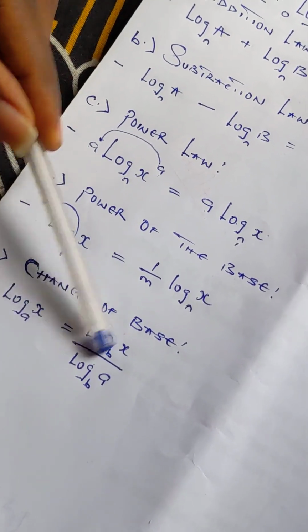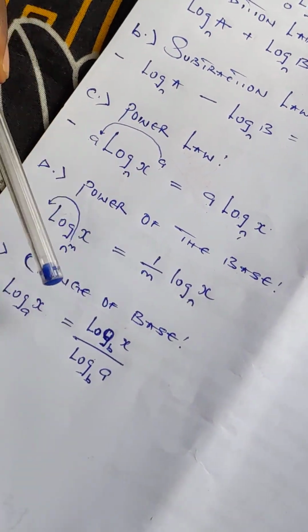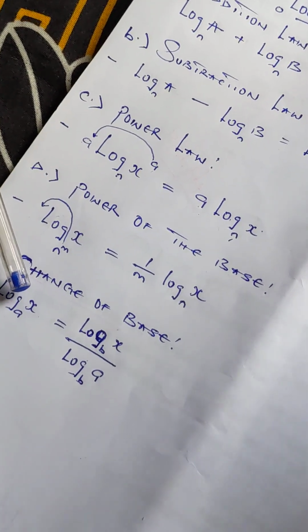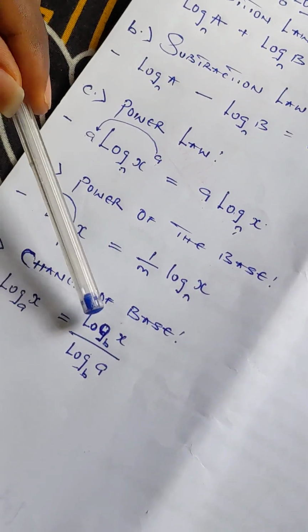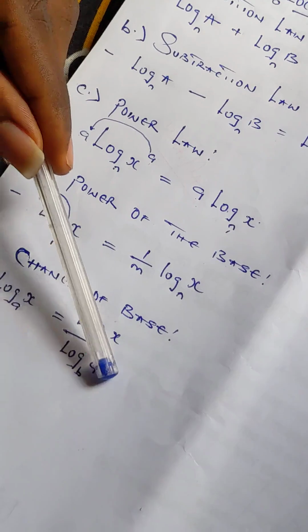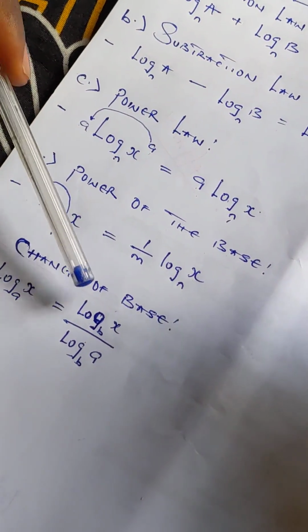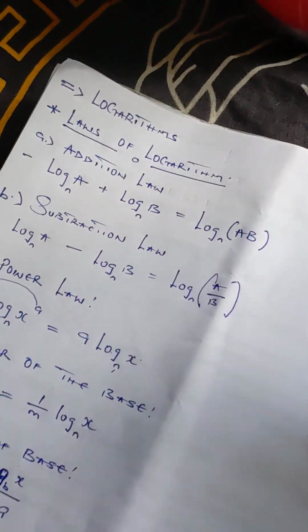Now, what does it mean? Where did we get our b from? The b is the base I want to change it to. So if I want to change everything to base 3, it means I have to have log x base 3 and log a base 3. So that is it about change of base. So these are the 5 laws of logarithm.